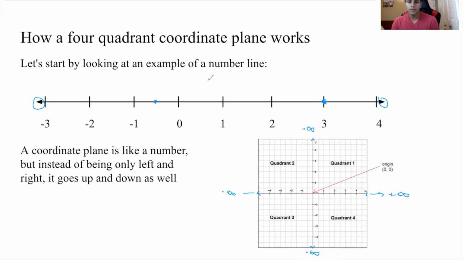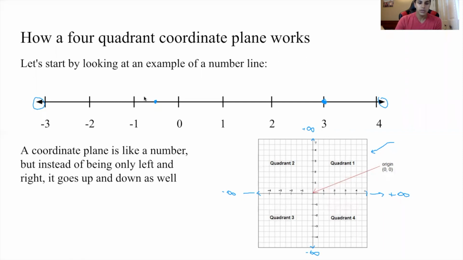Now, the reason that we call it four quadrants is because it divides the coordinate plane into four different sections. Sometimes we look at individual sections. So we might only look at quadrant 1, where numbers are always positive. However, we could look at the other quadrants as well, where some numbers might be negative and some might be positive, and that's why it's four quadrants.